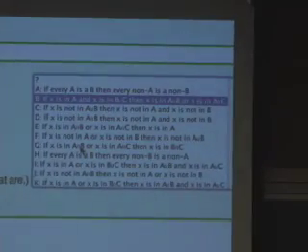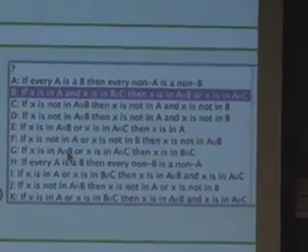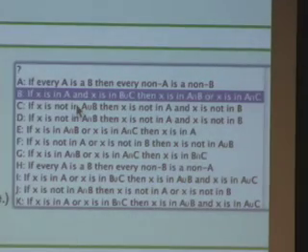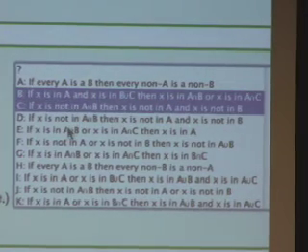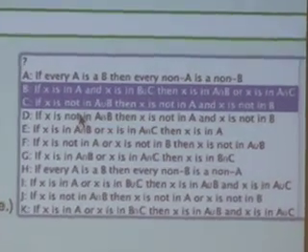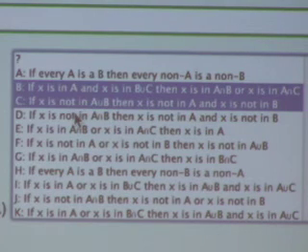All right, C: if X isn't in both A and B, then X isn't in A and X isn't in B. No, it could fail to be in A and B just because it isn't in A or just because it isn't in B. It doesn't have to fail to be in both. If X is in both A and B, or X is in both A and C, then X must be in A. Yep.